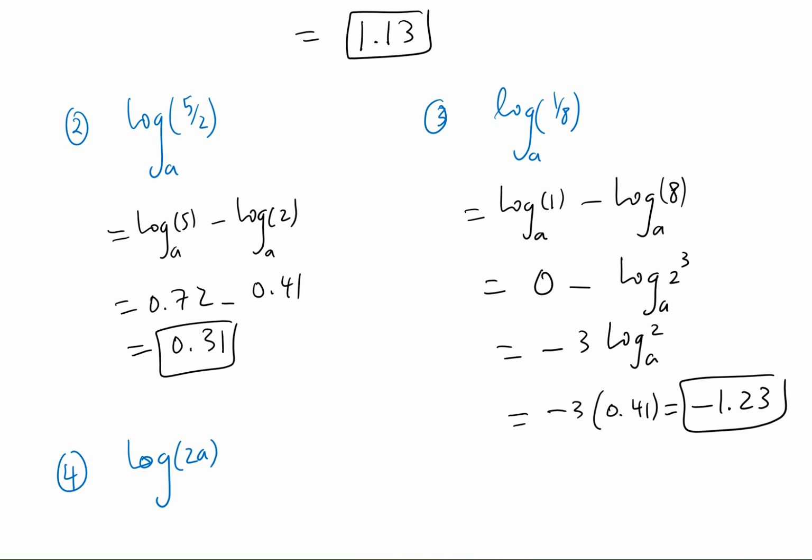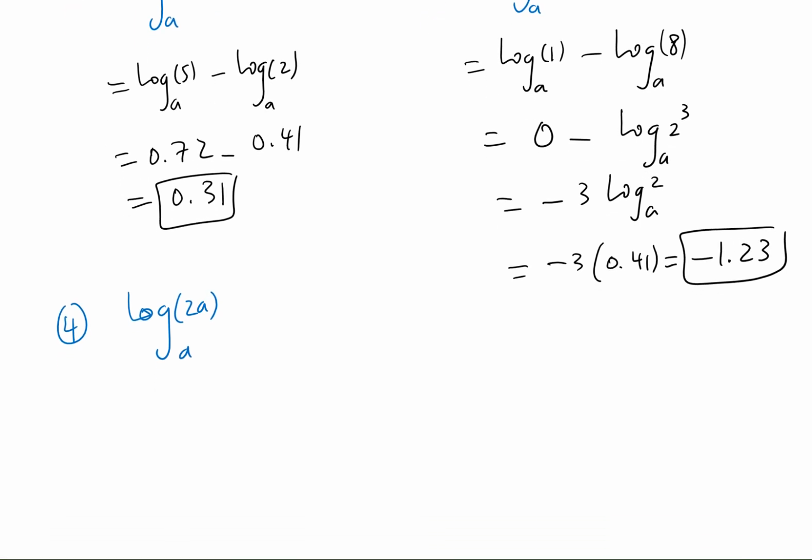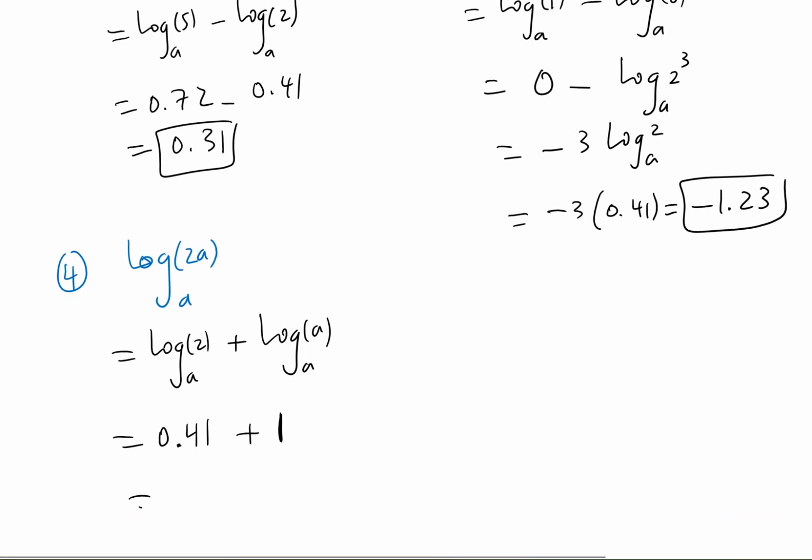Log 2a base a. We can do multiplication here. Log 2 base a plus log a base a. Log 2 base a is given, 0.41, and log a base a by one of the properties is 1. So that gives us 1.41.